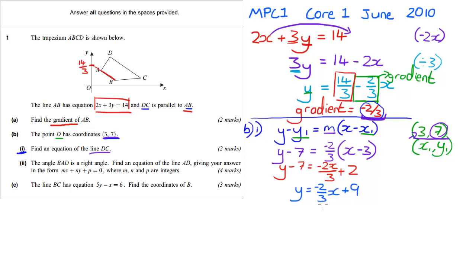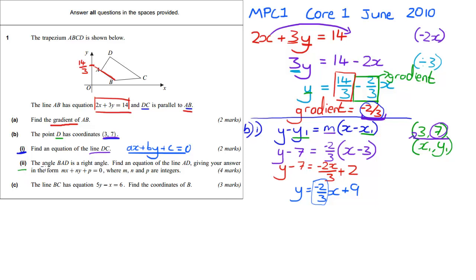We could times everything by 3 to get rid of this ugly fraction in there, but we don't need to. You don't need to do that for the marks necessarily. Sometimes they'll say put it in the form ax plus by plus c equals 0 or something like that, and then you have to do it the way they say, but in this they didn't, so we can just leave it in whatever reasonable form we like. So let's get cracking with the next one.